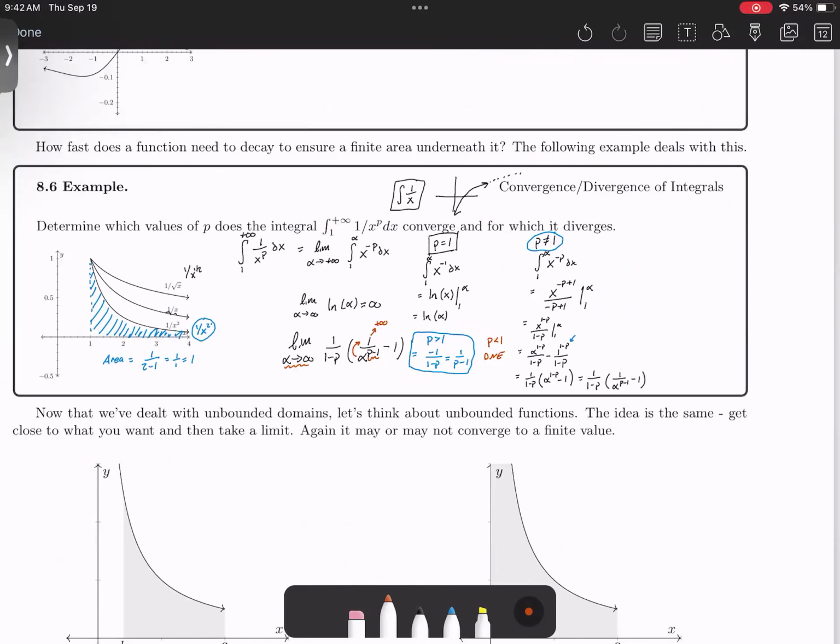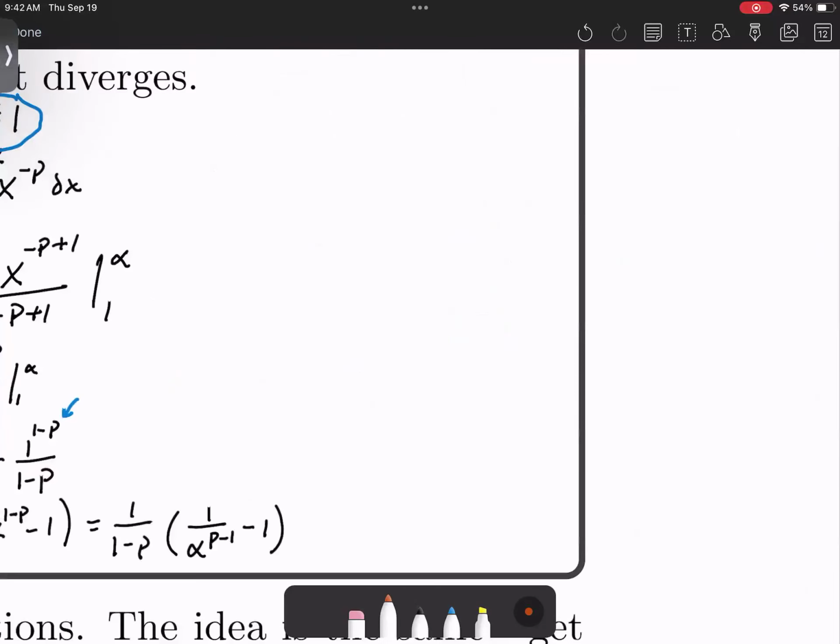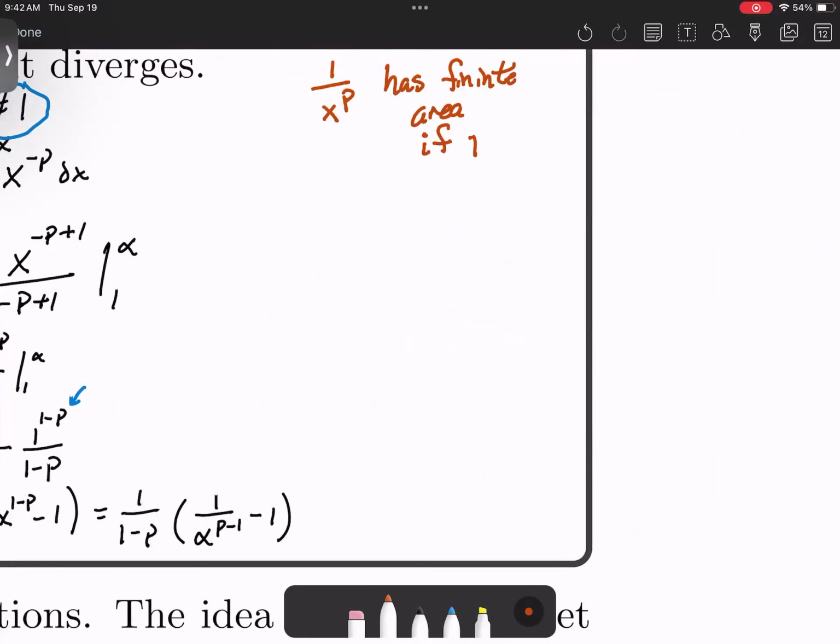So let's write a summary sentence. The curve 1 over x to the p has finite area if p is greater than 1. So think 1 over x squared or 1 over x cubed, or even 1 over x to the 1.001. As long as that power is greater than 1, it's going to converge fast enough to have a finite amount of area underneath it. And its value is equal to 1 over p minus 1.